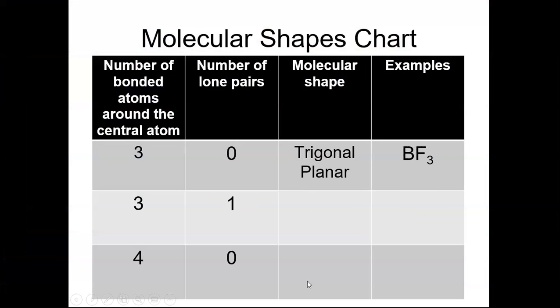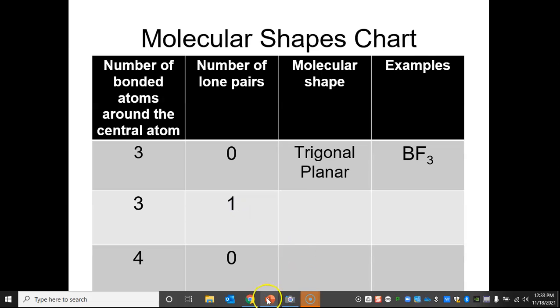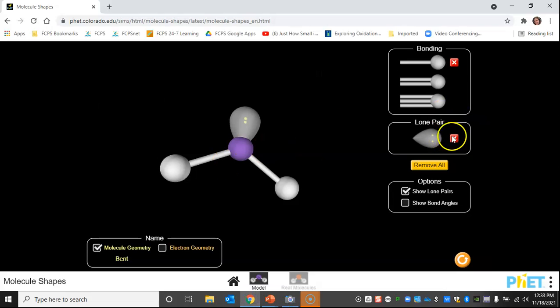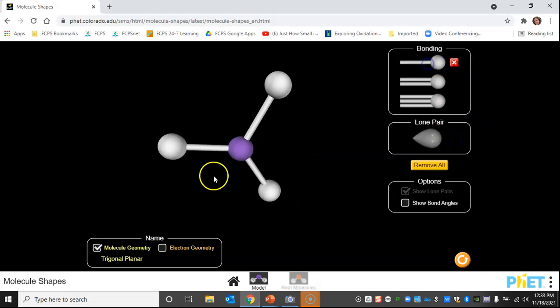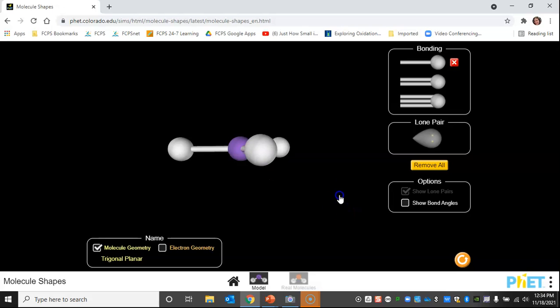All right. Now, if there are three atoms around a central atom and no lone pairs, we call that trigonal planar. So BF3 or BH3 would be good examples there. So if I have three atoms around a central atom, it's called trigonal. Remember, tri is a prefix meaning three because there's three atoms around the central atom, and planar because, as you can see, it's flat.